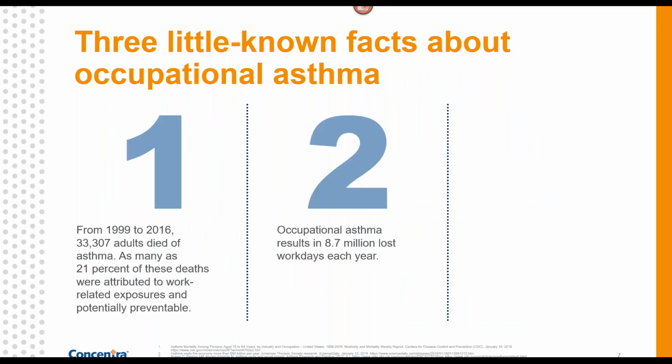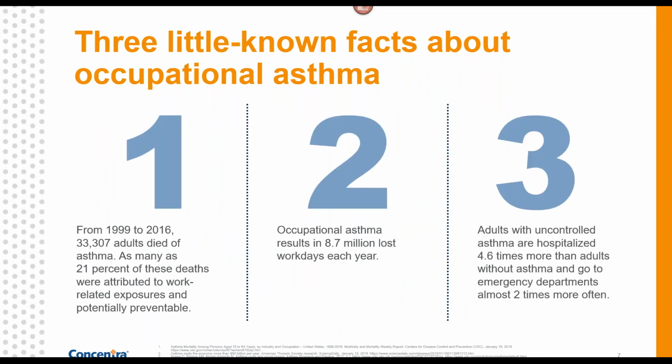Here are some interesting facts, more so to stress the impact of asthma, including occupational asthma, and why it is important to recognize it and take actions to prevent it. Number one, spanning about 17 years from 1999 to 2016, about 33,307 adults have died of asthma. And it is estimated that about 21% of these deaths were attributed to work-related exposure and hence potentially preventable.